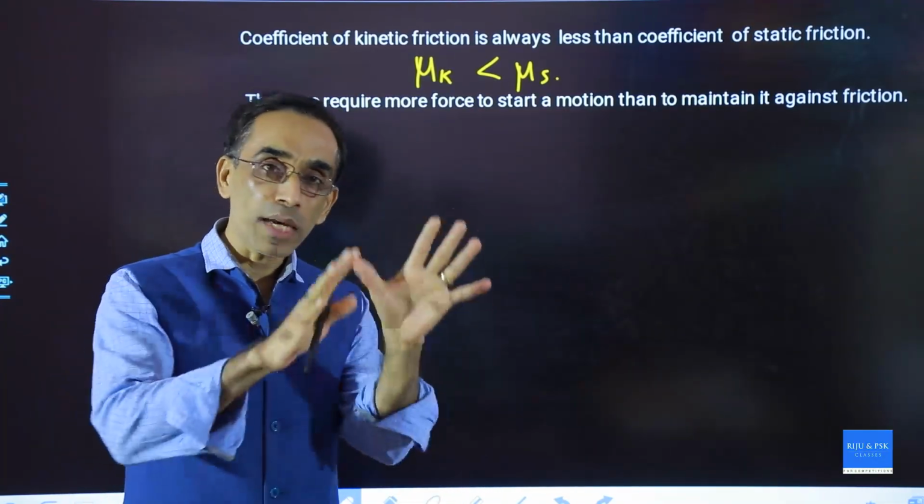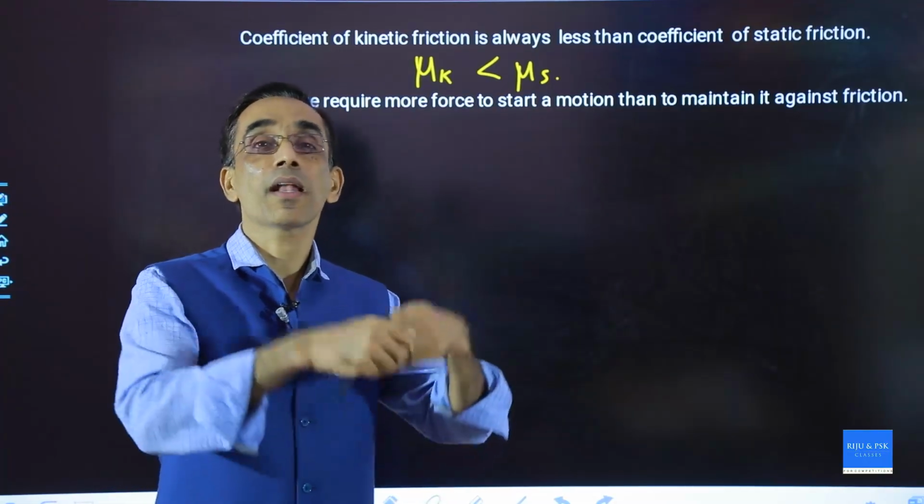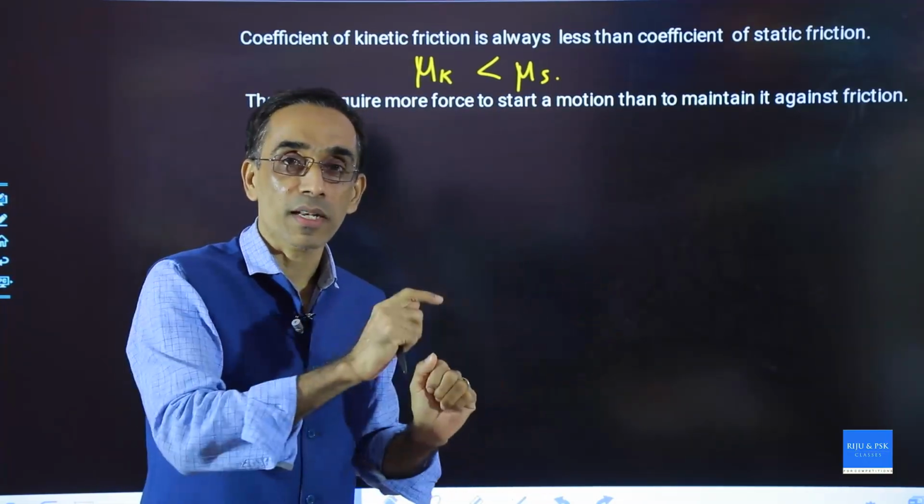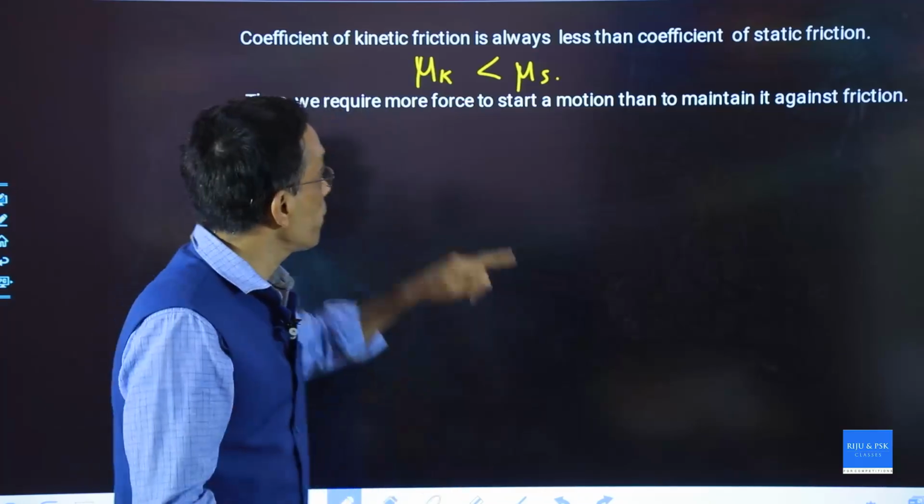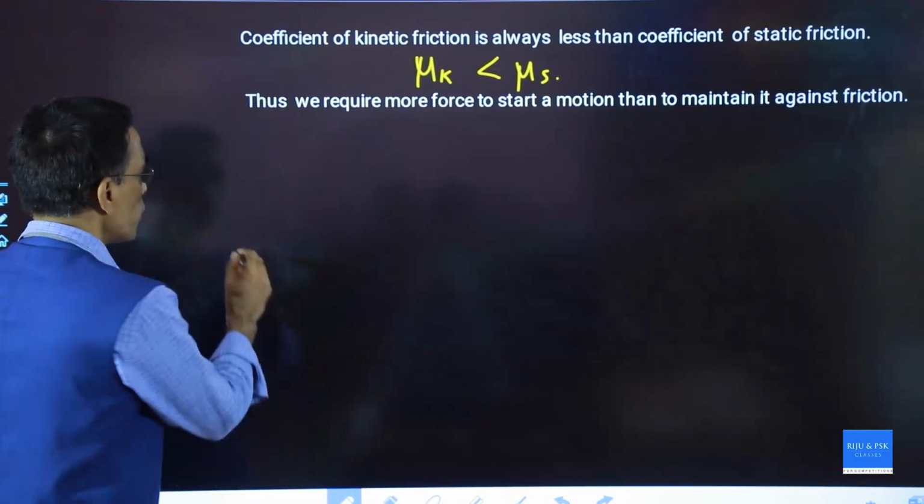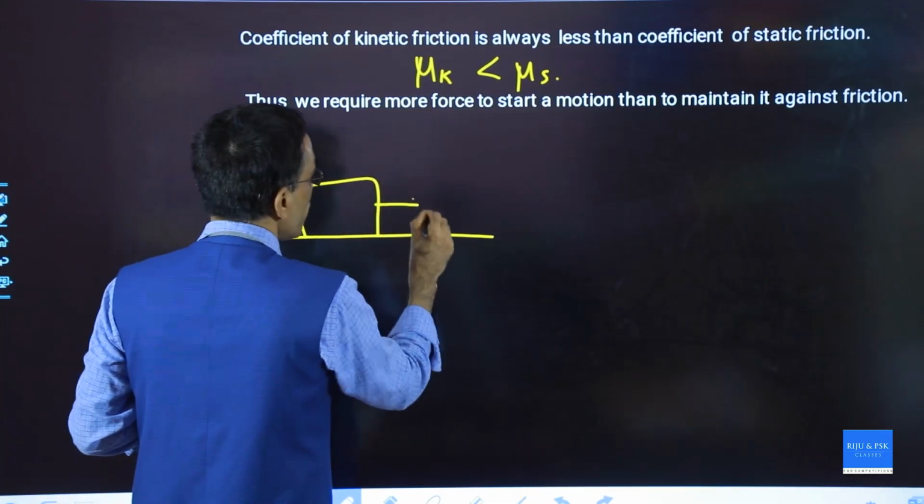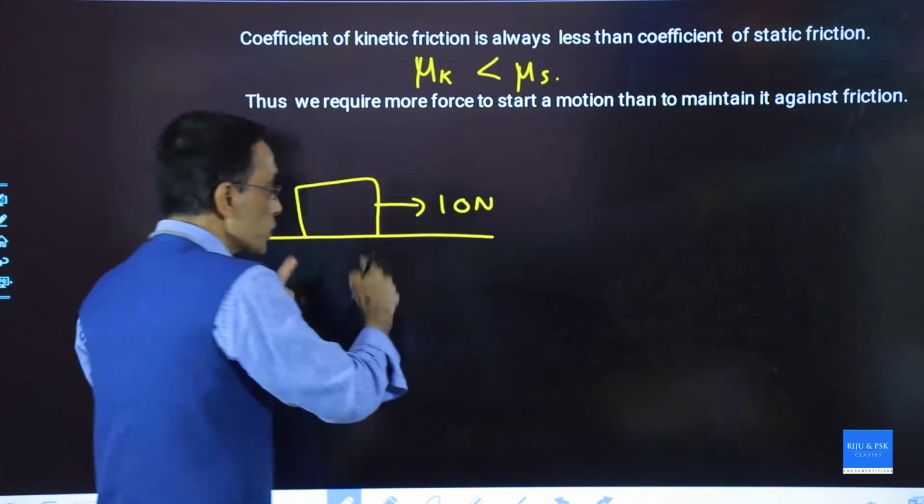It means, if a body is at rest and you are trying to move it, initially you need to apply a larger force to overcome the high friction, but after it is moving, because mu k is less, the friction will be less. If you still do not understand, consider that there is a body. Assume that you need 10 Newton force to move it.